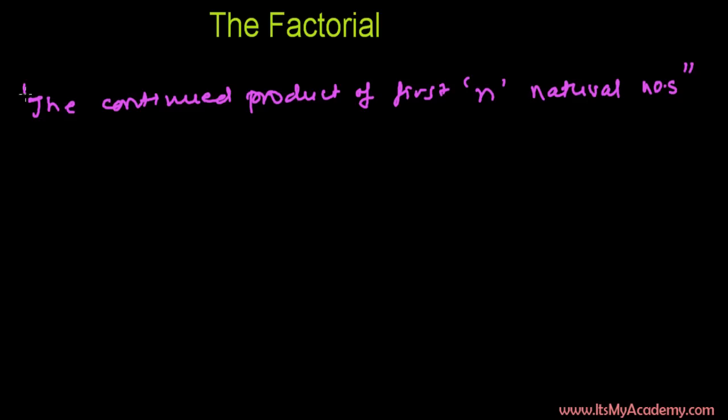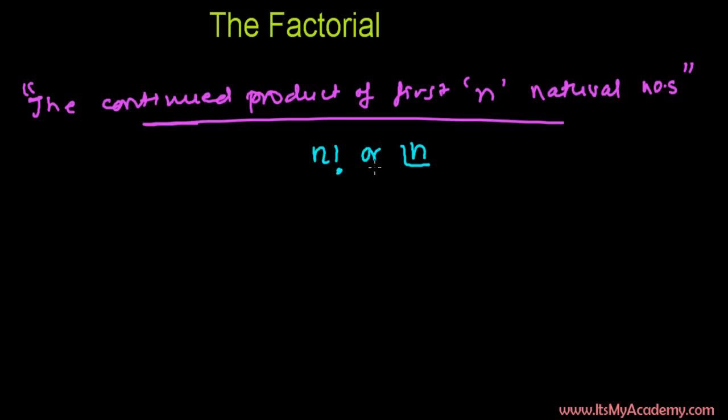The factorial is nothing more than the product of the first n natural numbers. Simply, I will define it as the continued product of first n natural numbers. The continued product of first n natural numbers is called the factorial of n. We represent it like this, or you can represent it like this. There are two methods of notating the factorial. Both notations are used in daily mathematics.